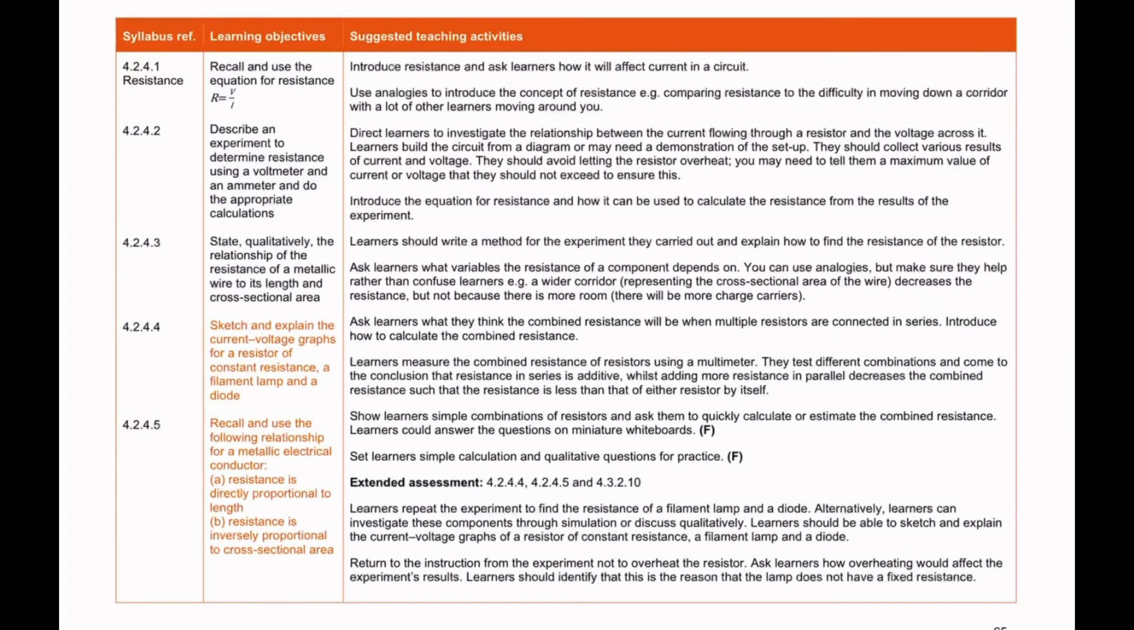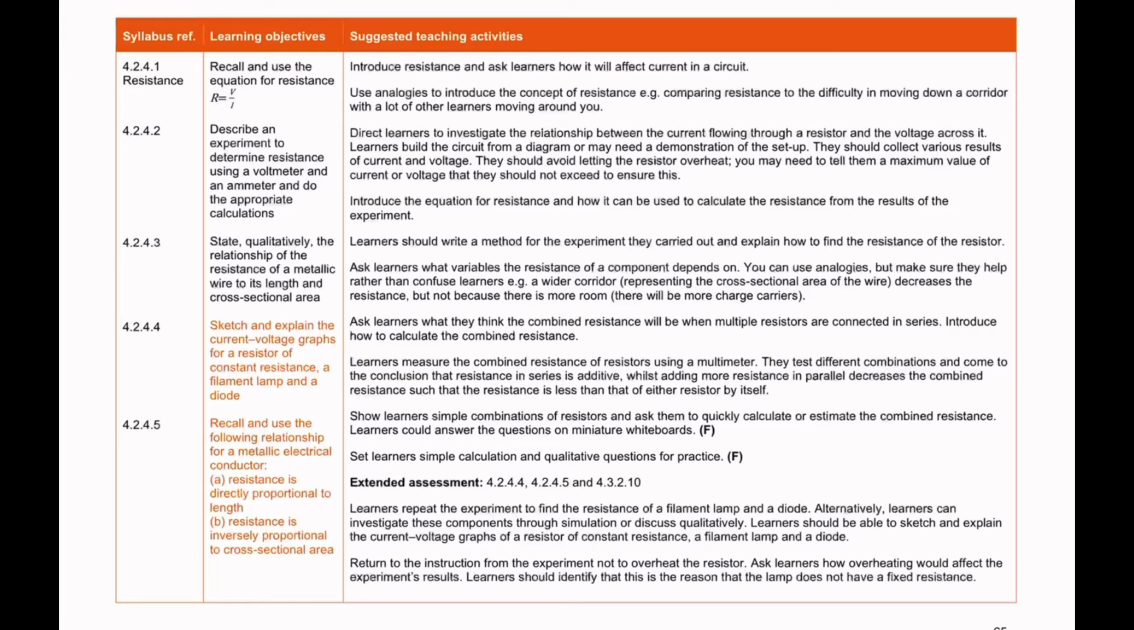Key concept 4.2.4.1 Resistance. Learning objectives. Recall and use the equation for resistance: R is equal to V upon I. Describe an experiment to determine resistance using a voltmeter and an ammeter and do the appropriate calculations. State quantitatively the relationship of the resistance of a metallic wire to its length and cross-sectional area. Sketch and explain the current-voltage graphs of a resistor of constant resistance, a filament lamp, and a diode.